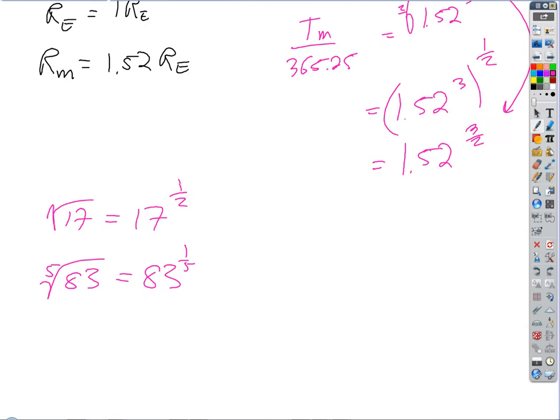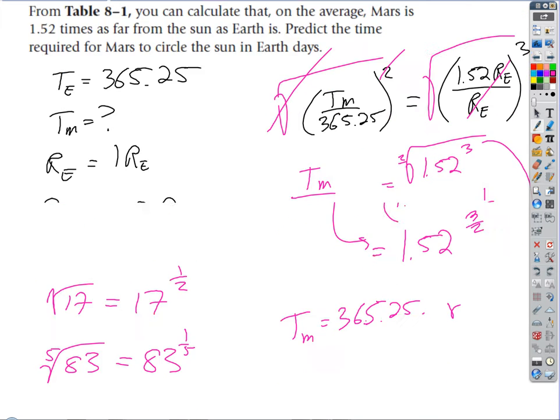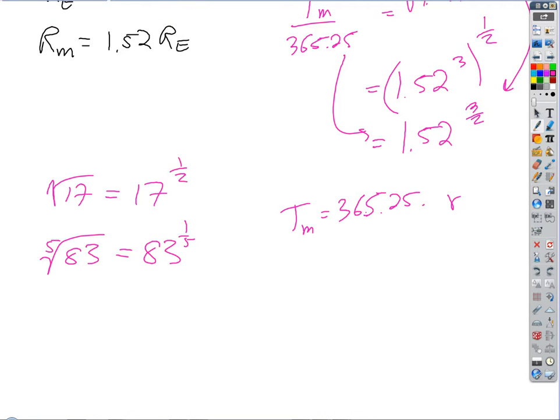So then what we finally get, if this is equal to that, I just have to multiply both sides by 365.25. So the period of Mars equals the period of Earth times the ratio of the radii, the 1.52. Oh, sorry, we already got rid of those, didn't we? So times 1.52 to the 3/2.